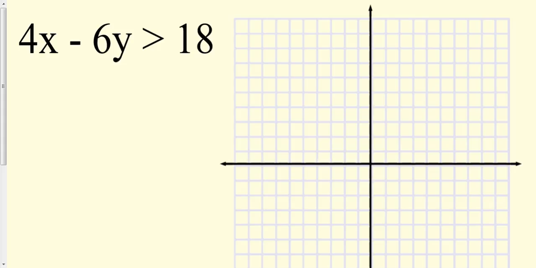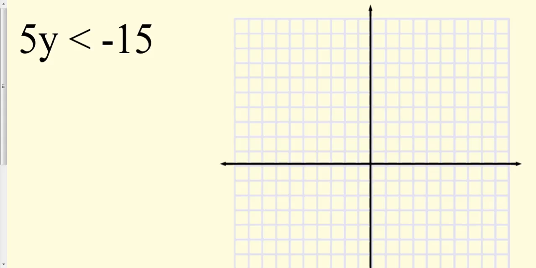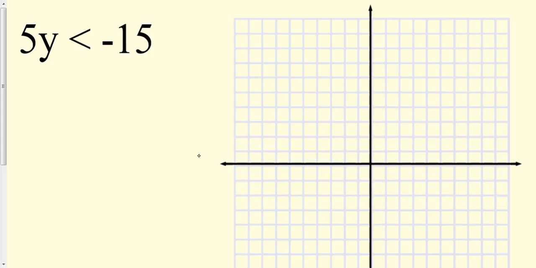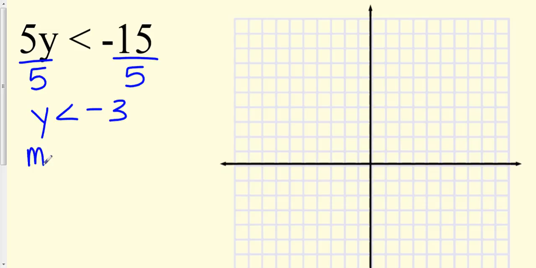And now I'm going to move on to number 6, the last one. So copy down 5y is less than negative 15. When we solve this one, again, we're going to put this into slope-intercept form. So I can go ahead and divide everything by 5. I have y is less than negative 3, and with y is less than negative 3, I see that there is no x value. So when I talk about my slope movement, we could write down that there's no slope, or the slope is 0. Either one will work.